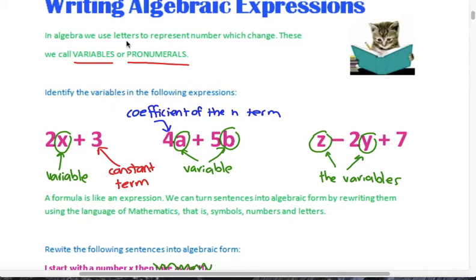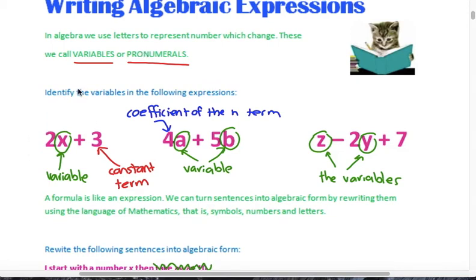In algebra, we use letters to represent numbers. Feel free to change that to numbers if it wasn't changed already on yours. In algebra, we use letters to represent numbers or quantities which change. These we call variables. Variables is a term we tend to use in Bermuda in our school. In Australia, sometimes we use a term called pronumerals, so I like to mention that just in case you ever see a text where they use the word pronumeral instead. But variable is the most common word that we use in Bermuda.